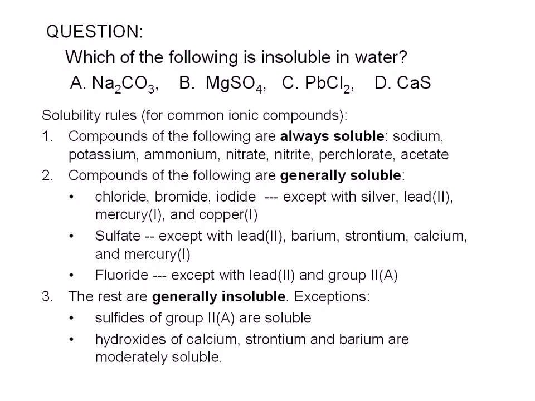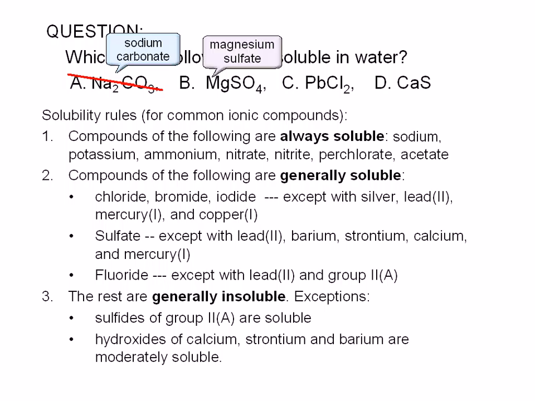Let's start with choice A, sodium carbonate. This compound contains sodium ions. The first rule tells us that common ionic compounds that have sodium ions are soluble in water. Therefore, sodium carbonate is soluble in water. Choice A is incorrect. How about choice B, magnesium sulfate?